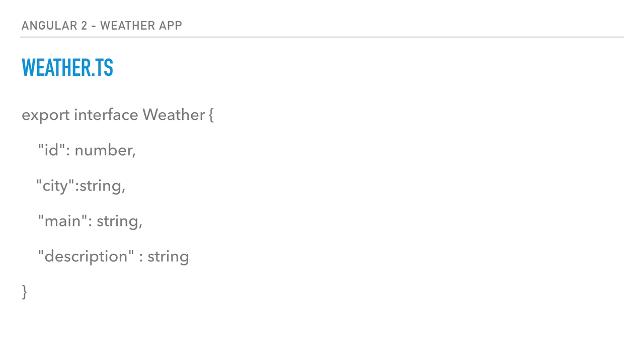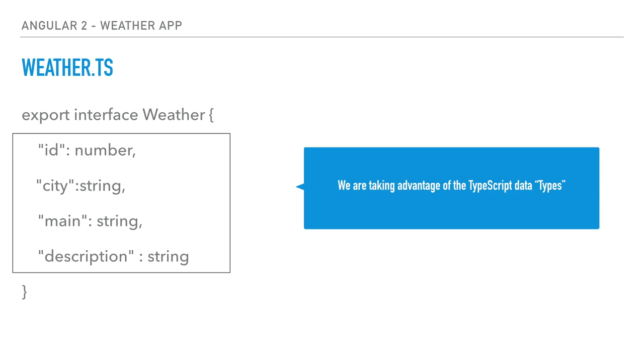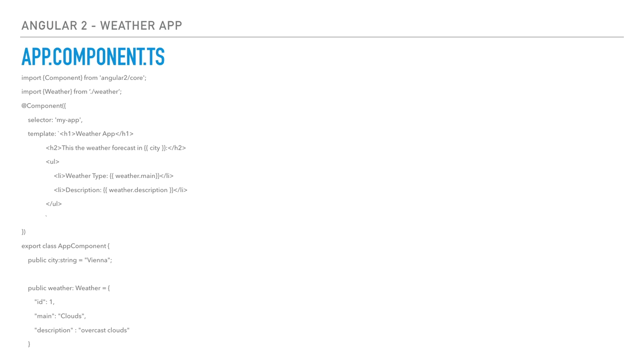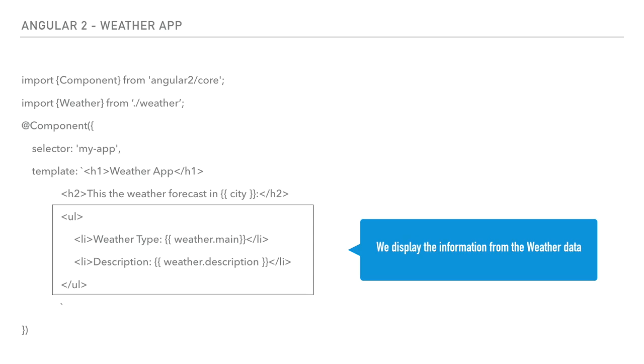What is really important in this case is that we first have to specify that we want to export an interface. In this case, our interface is named weather, and it has several properties with types like number, string, and so on. We will take advantage of this in our example to make our application more readable. And this is how we import the weather, as always, in our app component, and then we can use the weather as it should be.